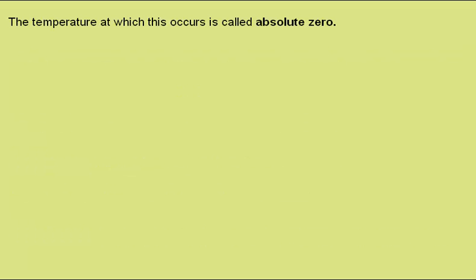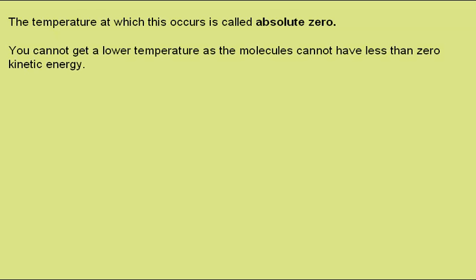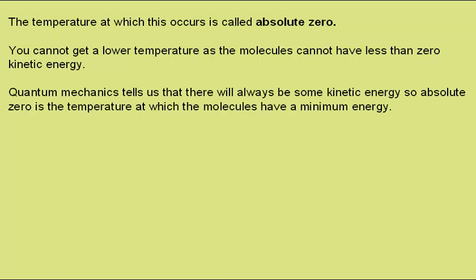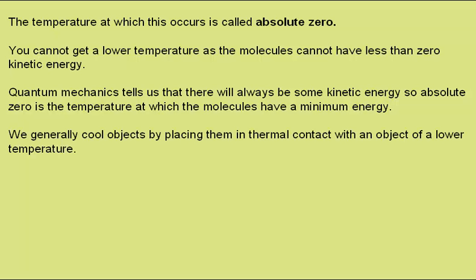The temperature at which we get 0 pressure and 0 volume for a gas is called absolute zero. You cannot get a lower temperature, as the molecules cannot have less than 0 kinetic energy. Quantum mechanics, however, tells us that there will always be some kinetic energy, so absolute zero is the temperature at which the molecules have a minimum of energy.